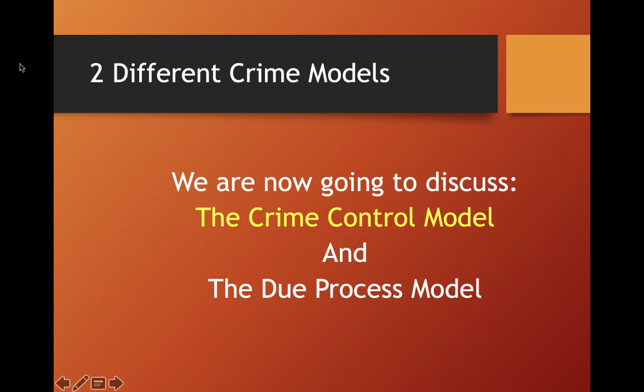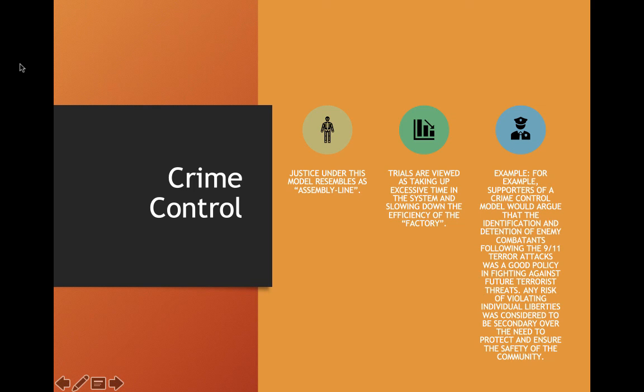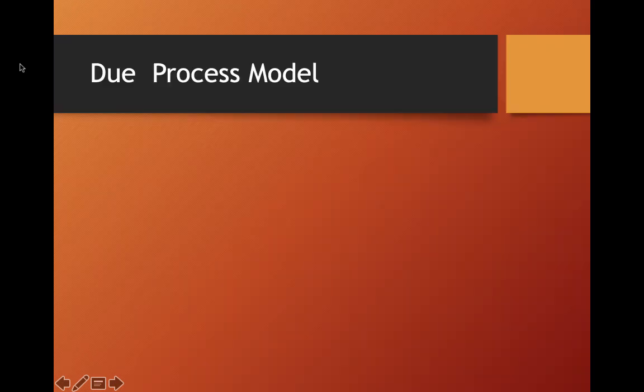All right, now we're going to review the 2 different crime models. We're going to discuss the crime control model and the due process model. Both of these are important. So the crime control model focuses on swift and severe punishment for offenders. There are some other ones which I want you to pause and read through. And again, please pause and read through these examples for crime control model.